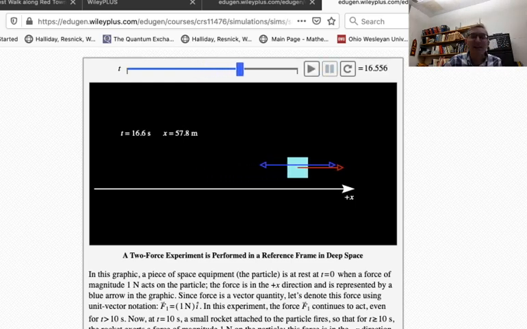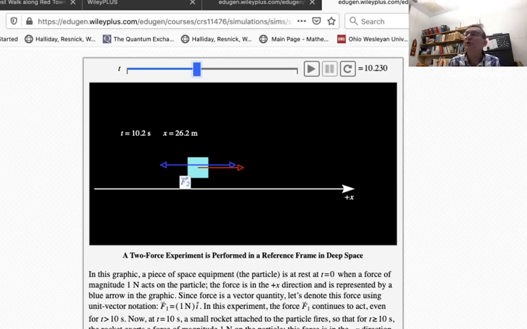Let's pause it. At t equals 10 seconds, did you observe what happened? I had the force F1 in the positive x direction, and then at 10 seconds, all of a sudden, another blue arrow pointing in the negative x direction appears. That represents a second force. Something else is now pulling on the box, and it's pulling in the negative x direction. And if I mouse over it, there we are. You'll see it's labeled F2.